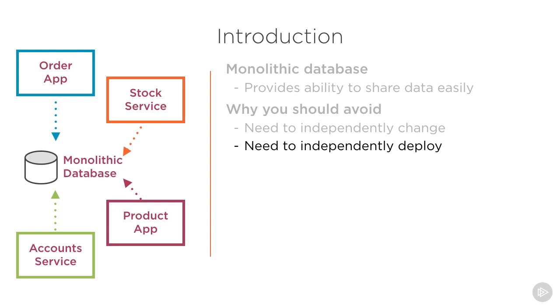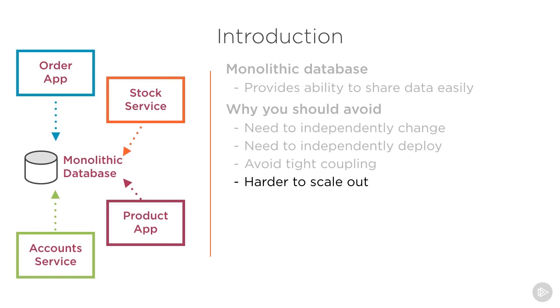Each time you deploy your service or your API, you might potentially bring a change to a database which is shared by other parts of your system. And not being able to independently change and deploy components because of a shared monolithic database means your system is tightly coupled.